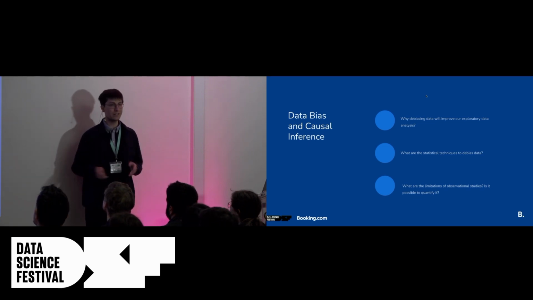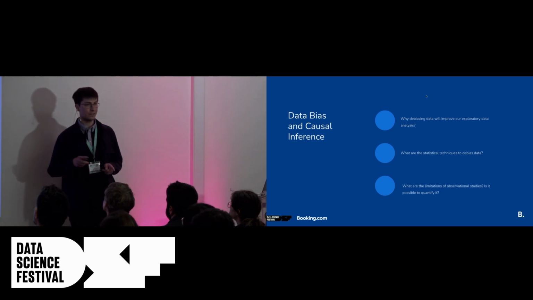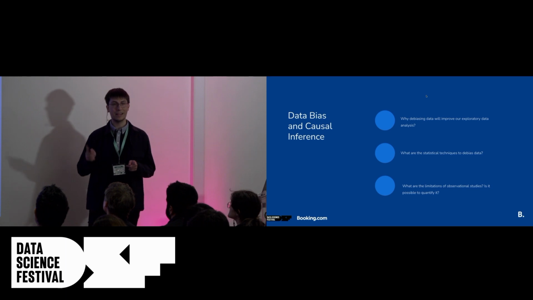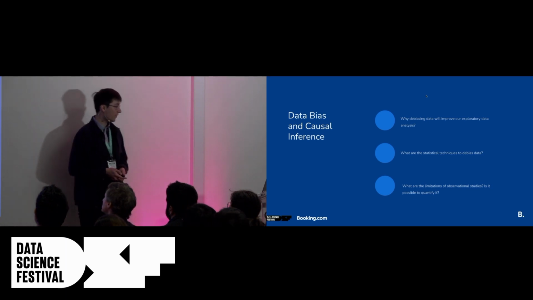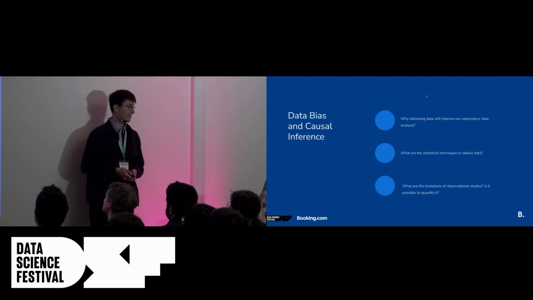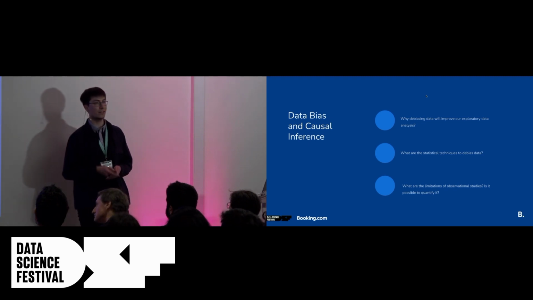Propensity score matching debiases the data on a user level, and the regression discontinuity design debiases the data on a metric level, on a more aggregate level. And finally, we'll wrap up this session with a discussion around the limitations of causal inference.